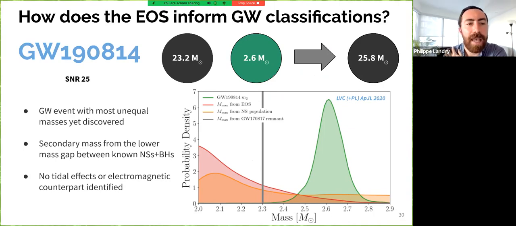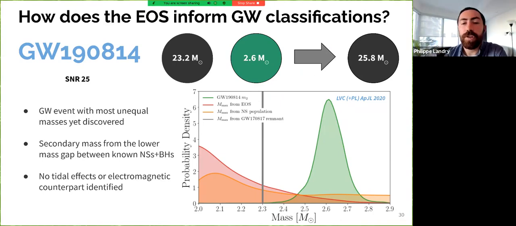So for instance, after those two binary neutron star observations, LIGO and Virgo observed GW190814, which was an unusual merger because its secondary component was 2.6 times the mass of the sun, putting it above known neutron stars in mass, but below known black holes, raising the question: is it a neutron star that's especially heavy, or is it a black hole that's especially light?